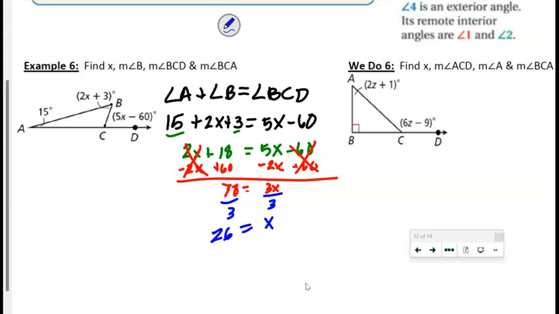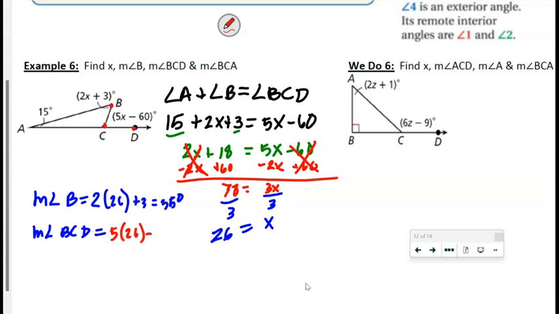Now, to find all these other angles, we have to plug that back in. So to find B, the measure of angle B is equal to 2 times 26, which is 52, plus 3, and that's 55, right? Okay. Then it's asking us to find BCD. BCD is our exterior angle, right? So the measure of angle BCD is equal to, look, BCD right there, there's our angle. That's 5 times 26 minus 60. Do that in your calculator, and you get 70 degrees.